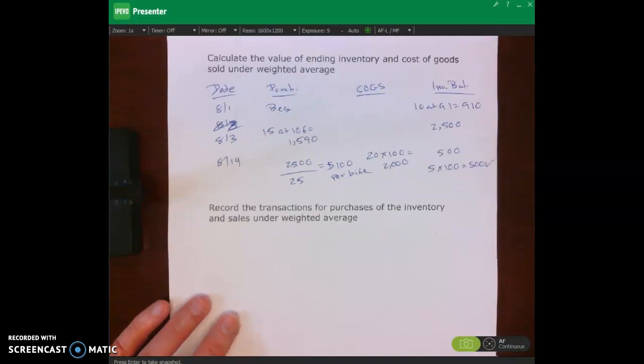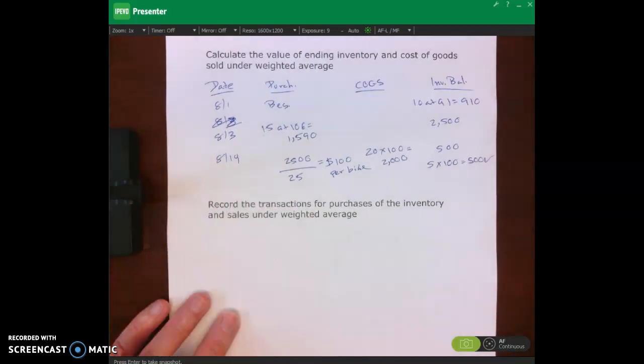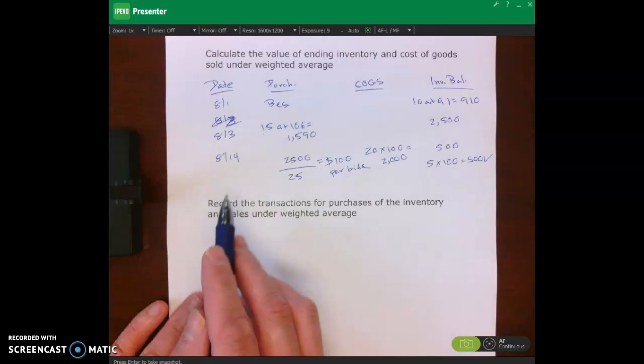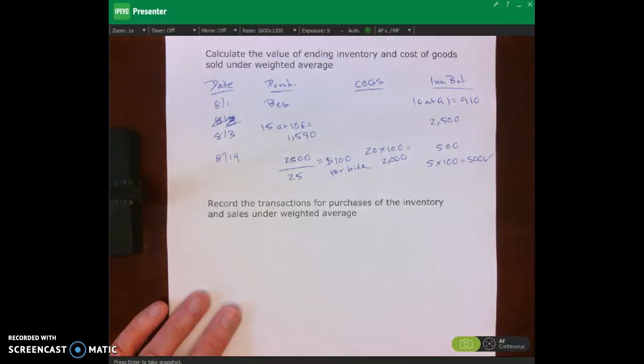All right. So here's what I want you to do now. I want you to pause the lecture video and finish this table through the 31st, and also give me the journal entries. So on 8-14 and 8-31, give me the journal entries for that. And assume that on the 14th we sold each bike for $130, and on the 31st we sold each bike for $150. Okay? So pause the lecture video, give it a try, and then come back and check it.